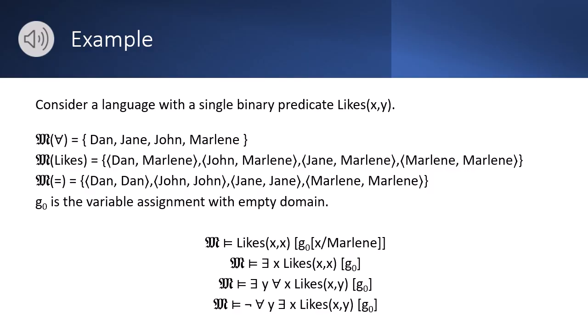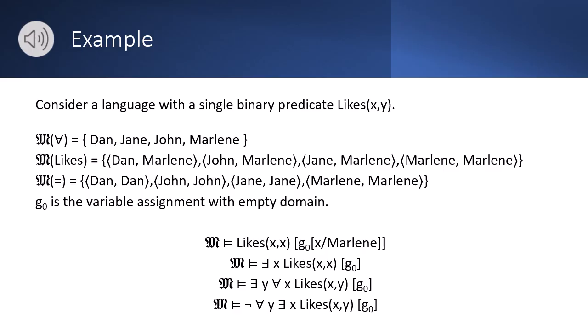And the predicate just lists out all of the pairs that make the likes predicate true. So in this case, the pairs Dan and Marlene, John and Marlene, Jane and Marlene, and Marlene and Marlene, meaning that Dan, John, Jane, and Marlene all like Marlene. On the other hand, when we interpret equality or the identity in any structure, it always has to be exactly the same thing. And so in this case, it's the pairs Dan, Dan, John, John, Jane, Jane, and Marlene, Marlene. And those three together give us a first-order structure for this first-order language consisting of a single binary predicate.